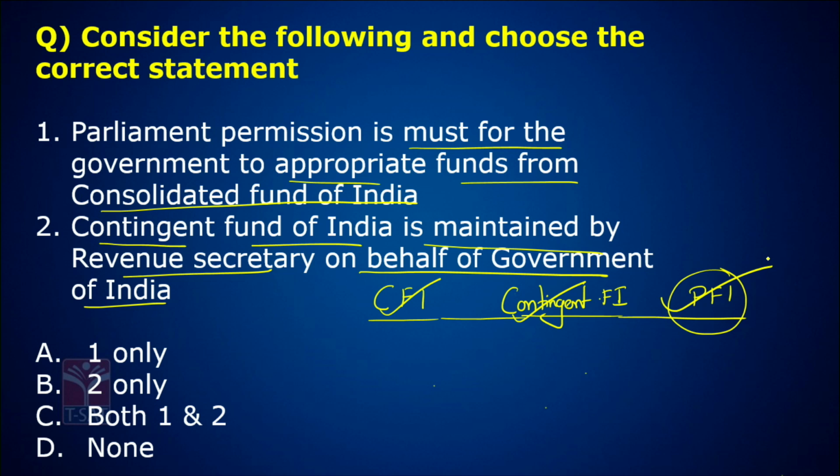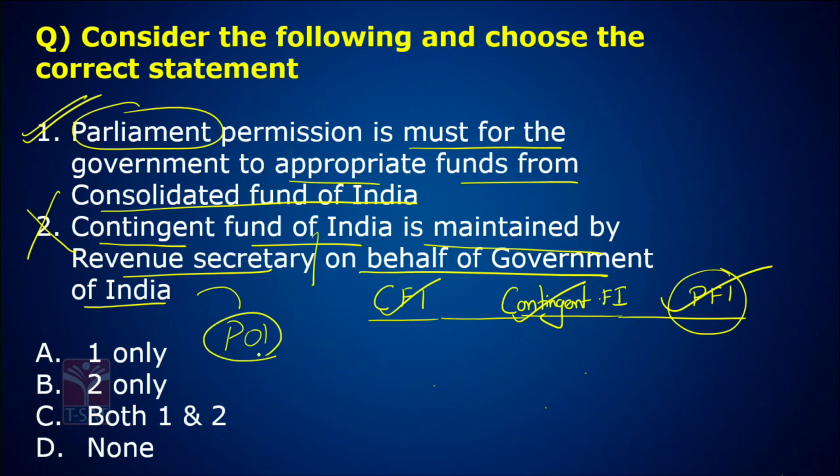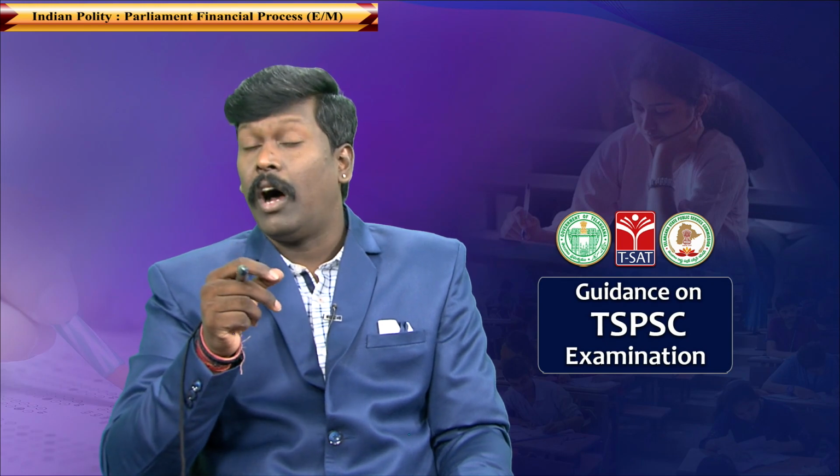Now look at the question. Parliament permission is a must for the government to appropriate funds from the Consolidated Fund of India. Absolutely correct. Parliament permission is needed. Contingent Fund of India is maintained by the Revenue Secretary. Correct, on behalf of government? Wrong. On behalf of the President of India. See, who has the authority to appropriate funds from the Contingent Fund of India? It is the President. The President has the authority to authorize the funds from the Contingent Fund of India. So the answer for this is A.